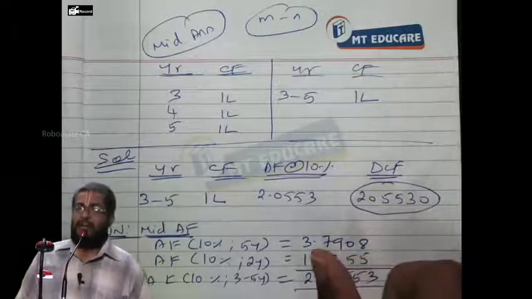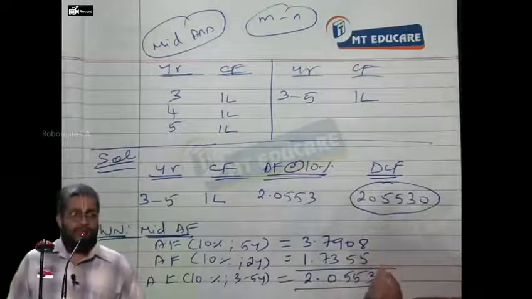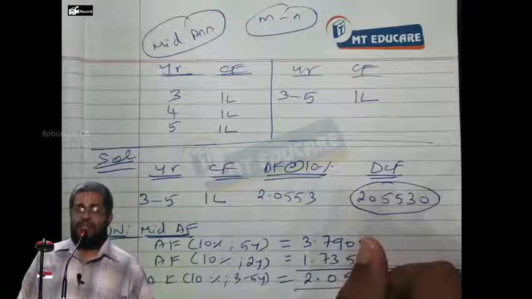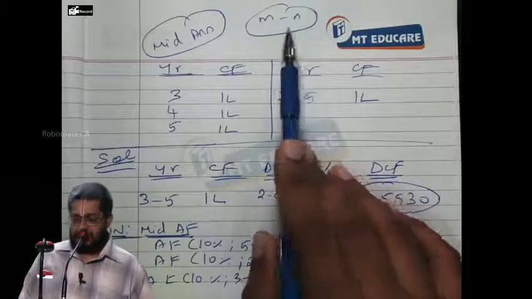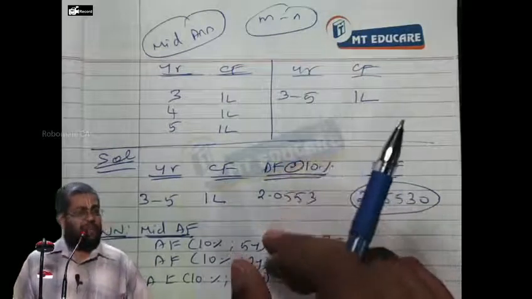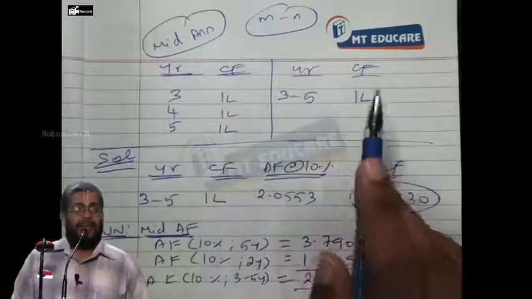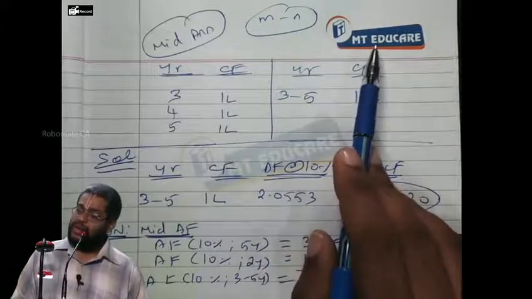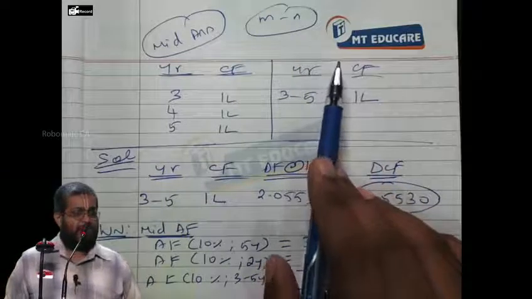Point number two: mid annuity factor for M to N years is, fill in the blanks, annuity factor for N years minus annuity factor for M minus 1 years.